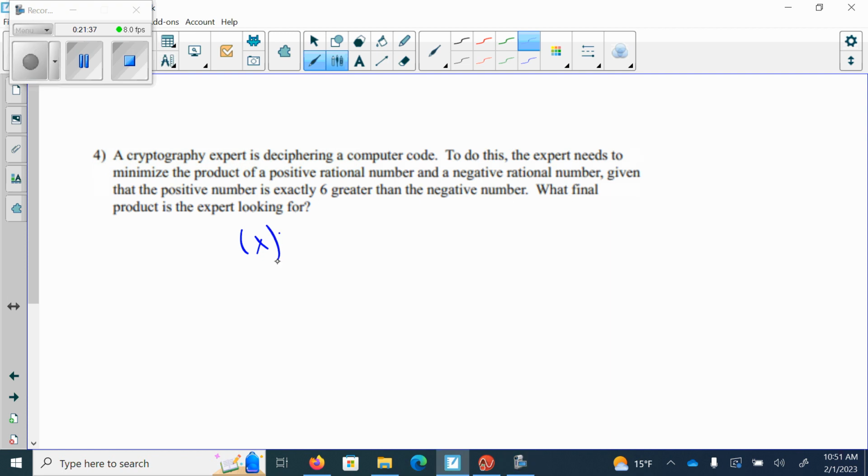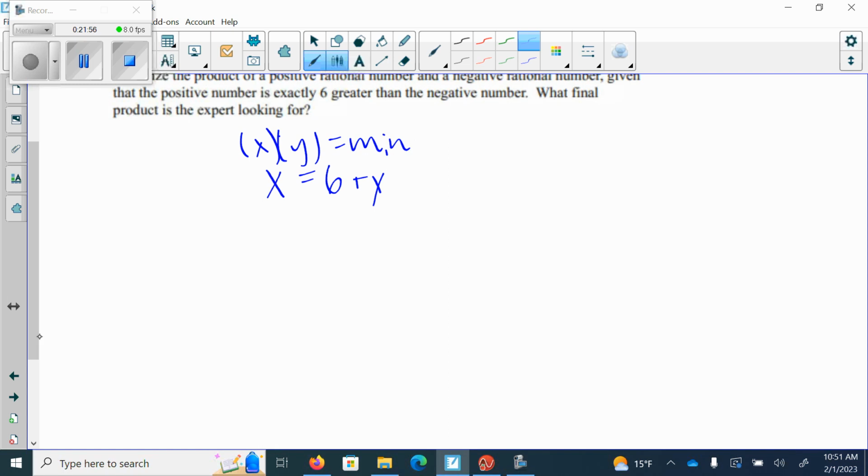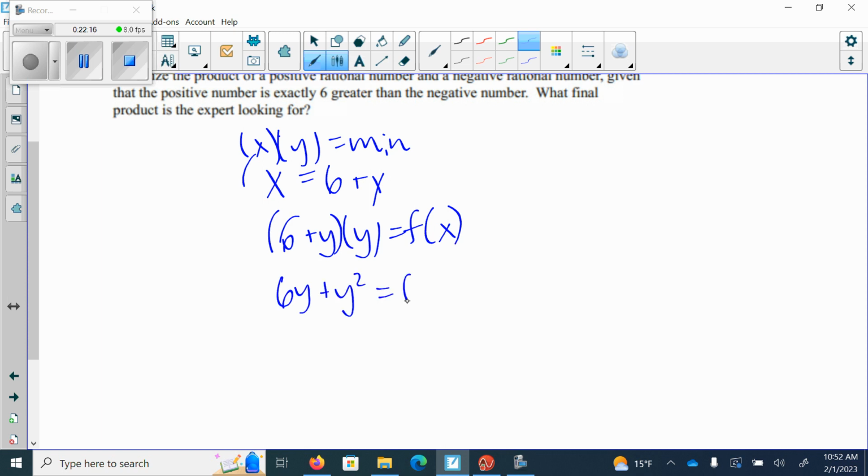And then it tells us that x is 6 more than y. It says one's positive and one's negative, and it'll end up being positive and negative when we solve it down here. So we want to solve in terms of one variable, so we're plugging that in here. 6 plus y times y is equal to f of y. And then distribute that, 6y plus y squared is equal to f of y.